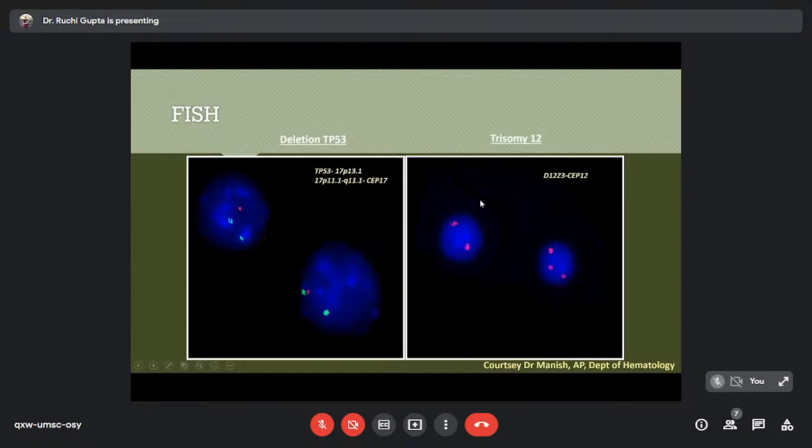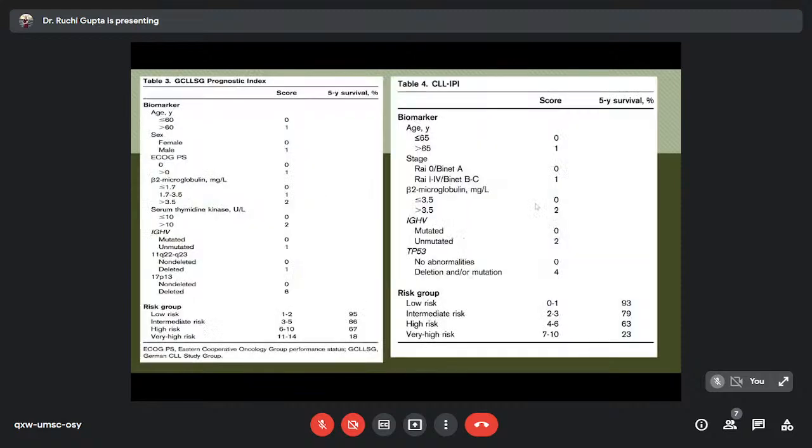And this is another case where we have trisomy 12. Normally any gene has two alleles, so you expect only two signals, but here you have three signals of chromosome 12, thereby indicating that there is a trisomy of chromosome 12. In our department currently we are doing deletion 11q, TP53 mutation, and evaluating patients for trisomy 12. So now that you know the clinical staging, the molecular staging and the FISH-based prognostic scoring.